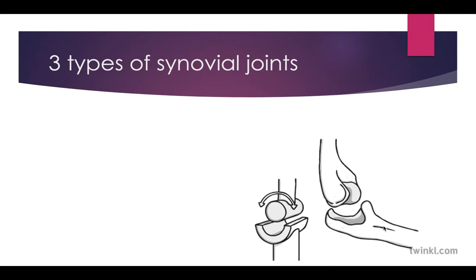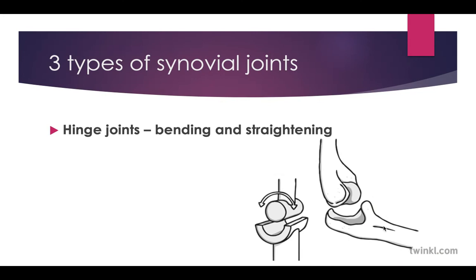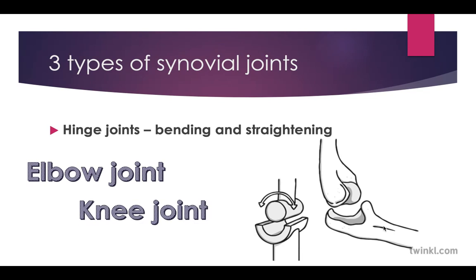The second type of joint you need to know about is a hinge joint where we have bending and straightening. You can see the example there. It's your elbow joint. Can you think of another part of your body that has a hinge joint? It's your knee. It bends and it straightens.